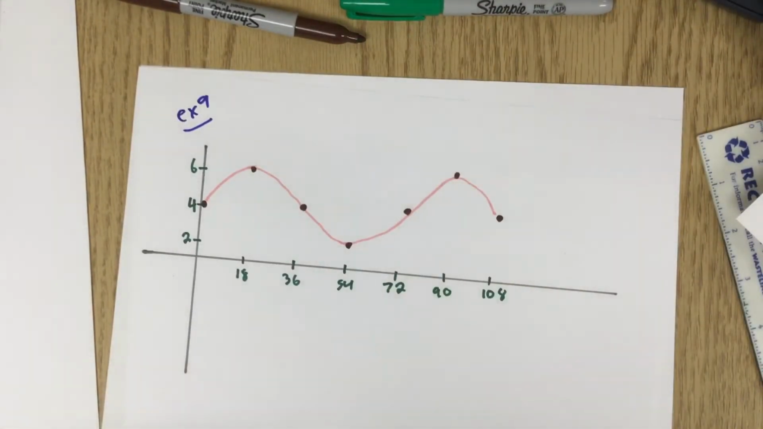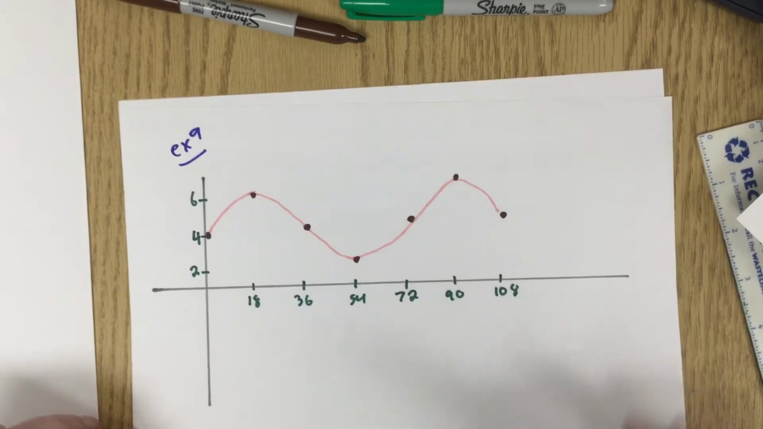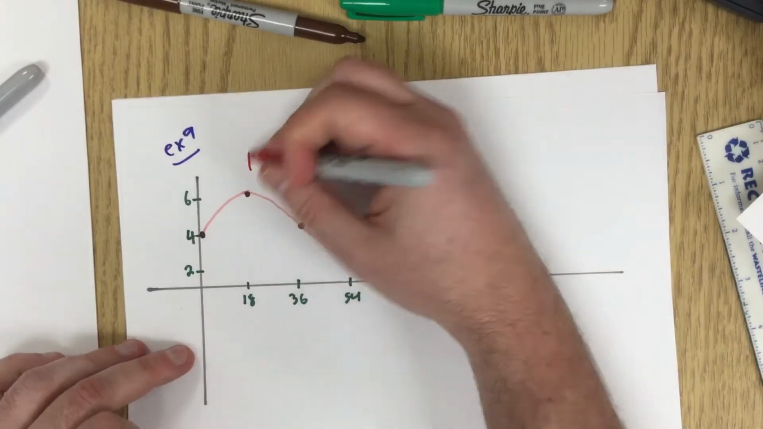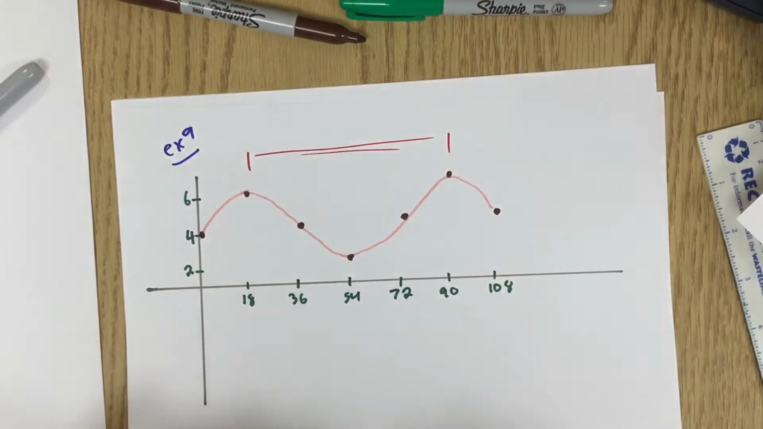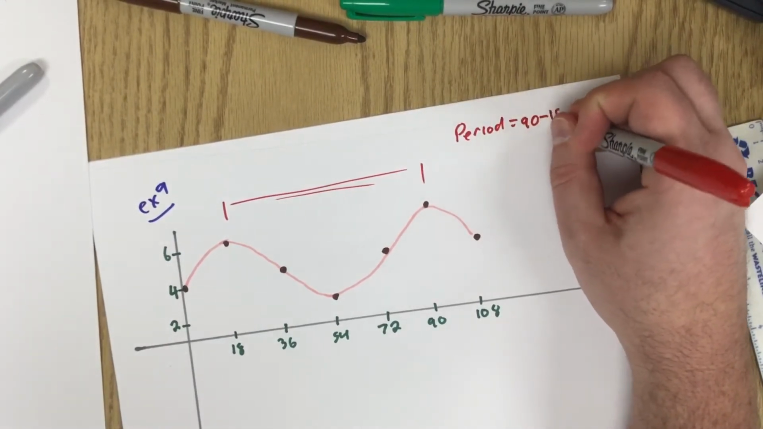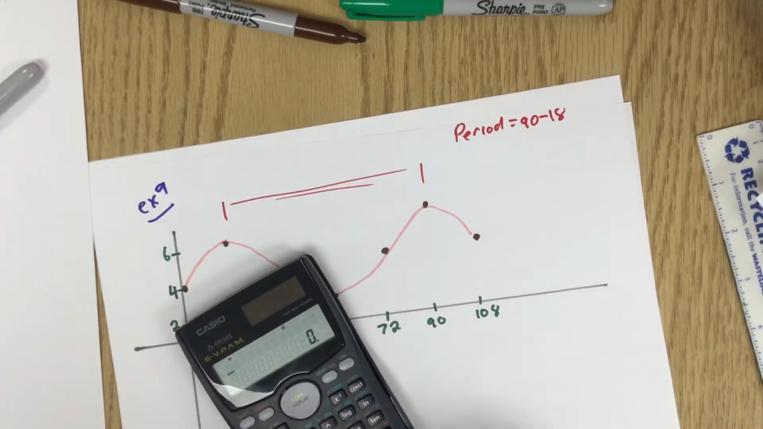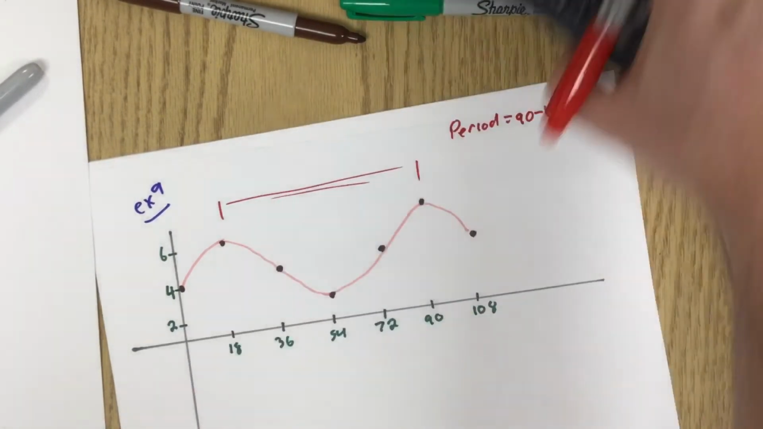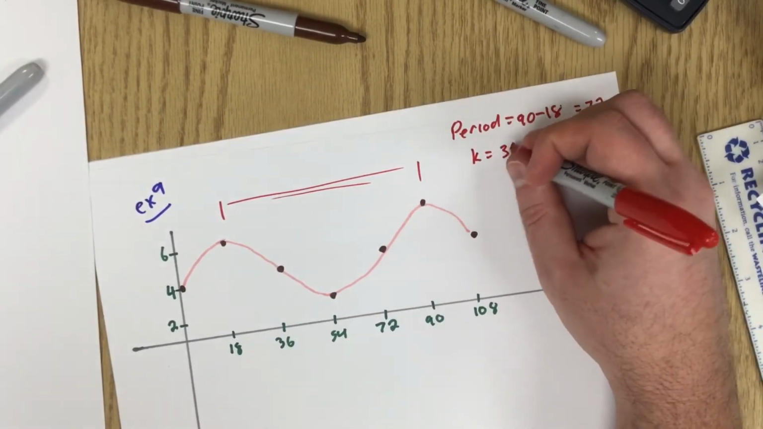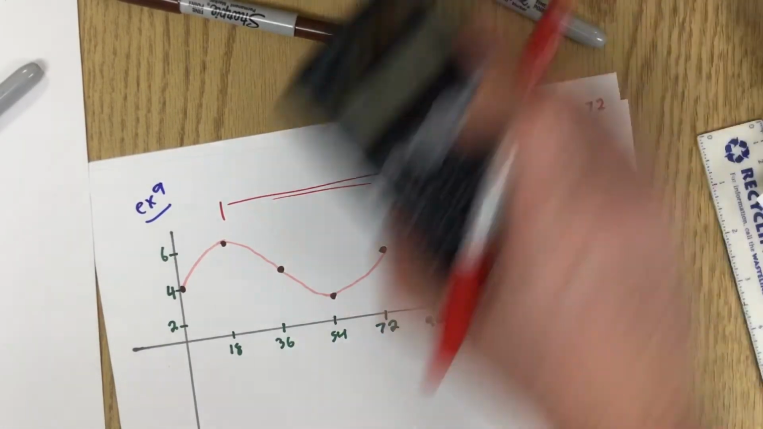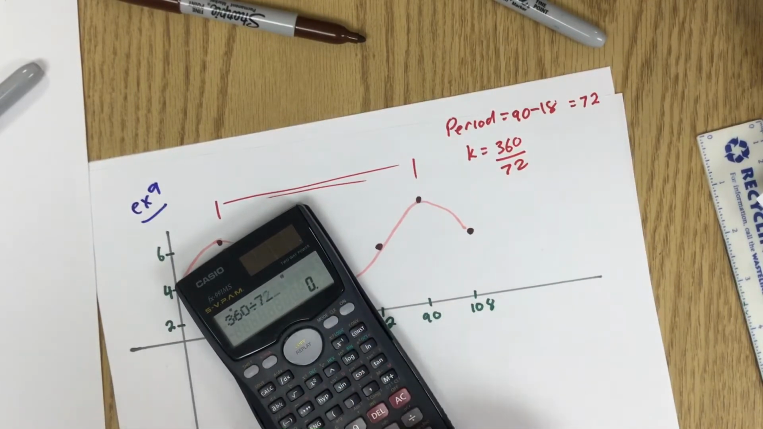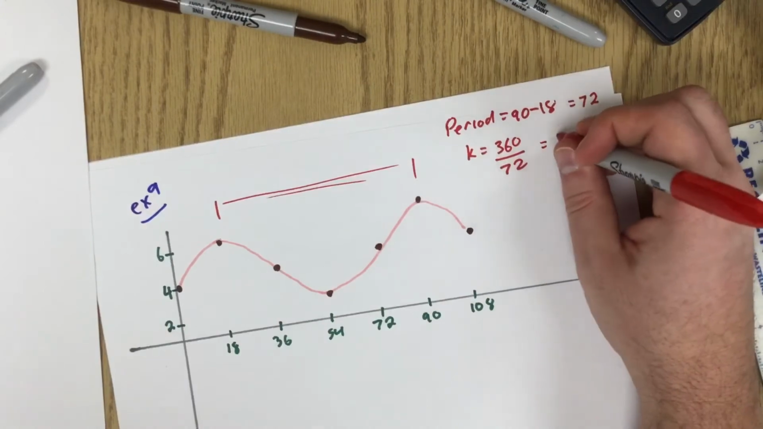Number 9. So what we have here, we're going to have to figure out first of all how long the period is. So we're going to go from the top to the top. So that's going to be our period. So the period is going to be 90 minus 18. So 90 minus 18 is 72. So the period is 72. Our k value is going to be 360 over 72. 360 divided by 72 is 5. So our k value is 5.